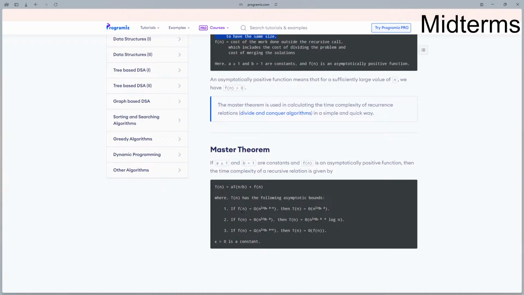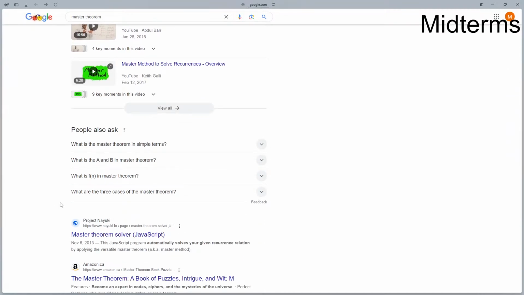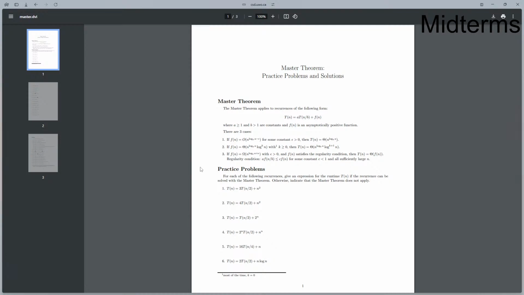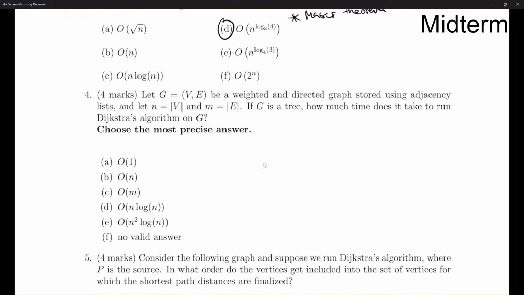Okay, I'm pretty sure it's this. It has to be this. It's always this. That's what the whole master theorem's about. Okay, yeah. Master theorem.